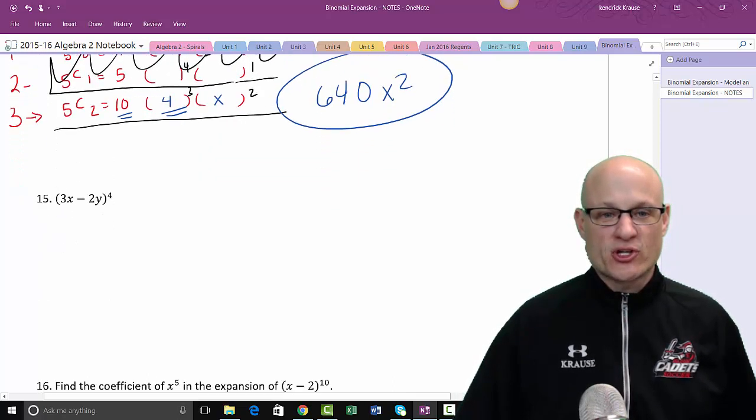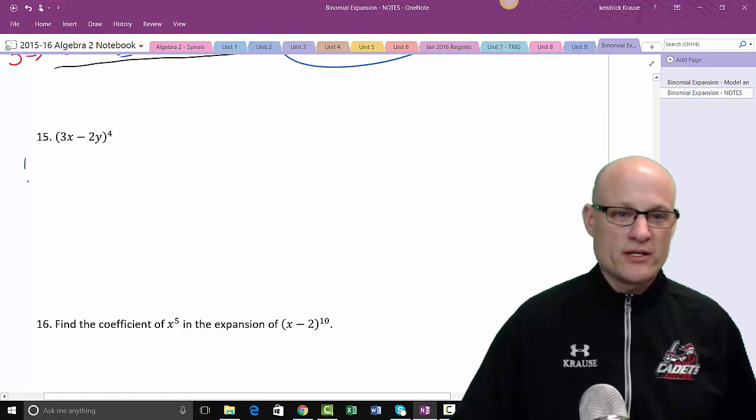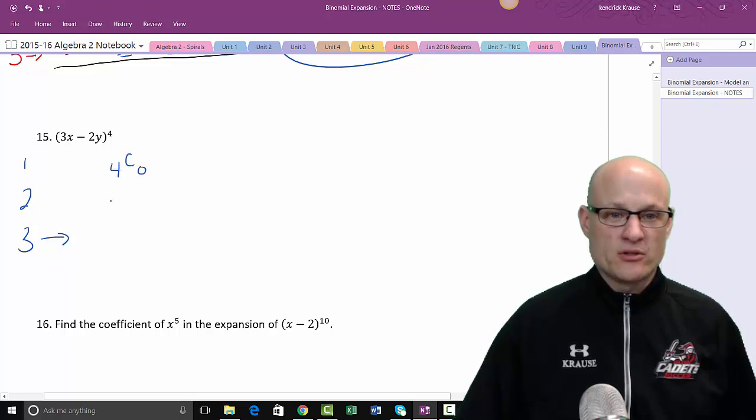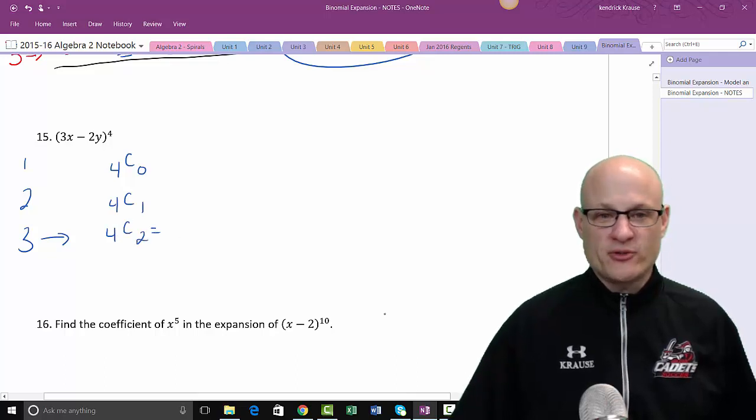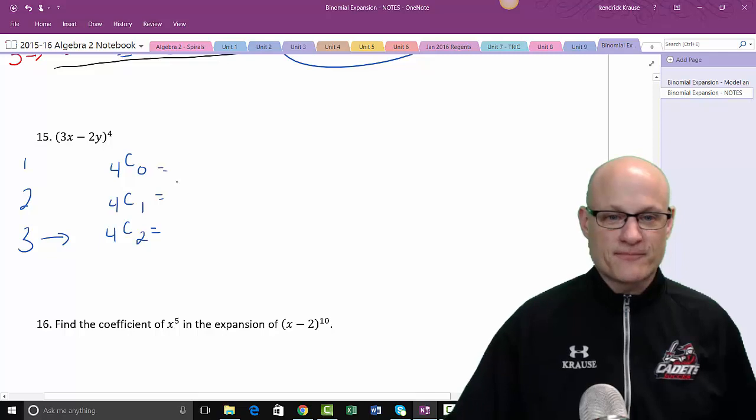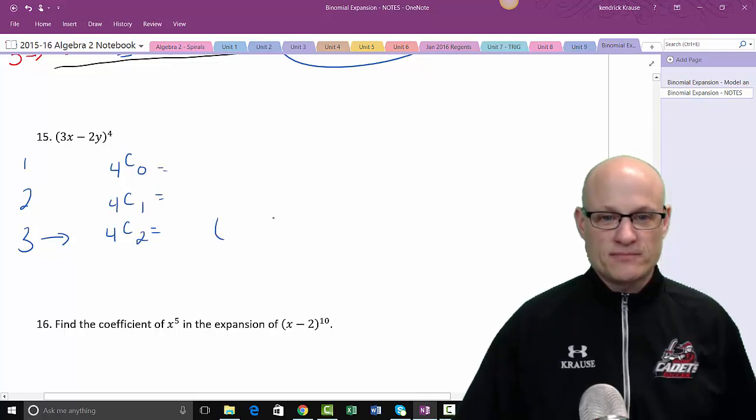All right, we want to do the same thing in here. I want the third term in this expansion. So I want the 1, 2, 3 term. This is the term I want. 4C0, 4C1, 4C2. Now, if you don't remember what 4C2 is, I don't even care what these are. I care what this is, and some parentheses.